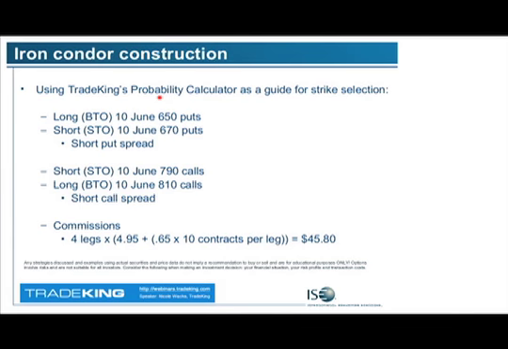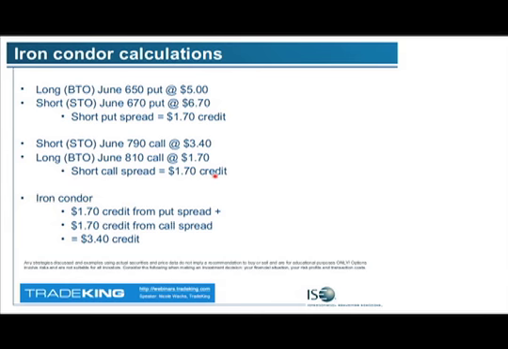All right, so here, the difference in the strike prices is 20 points between 650 and 670, and it is the same on the call side, 790 to 810. If they were different, I would use that 340 credit and deduct it from the wider side, okay, because the wider side has more risk. So in this case, they're the same, so it doesn't really matter.